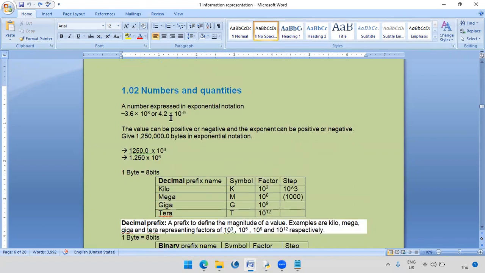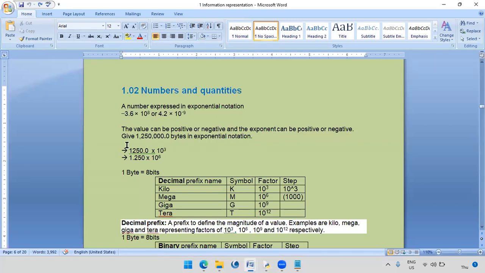A number expressed in exponential notation. That is, like this: minus 3.6 into 10 to the power 8, or 4.2 into 10 to the power minus 9. This is minus 3.6 into 10 to the power 8, or 10 to the power minus 9. Anything is okay. Using exponents, the value can be positive or negative, and the exponent can be positive or negative.